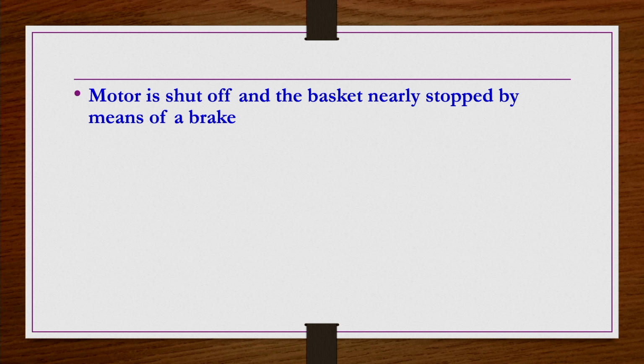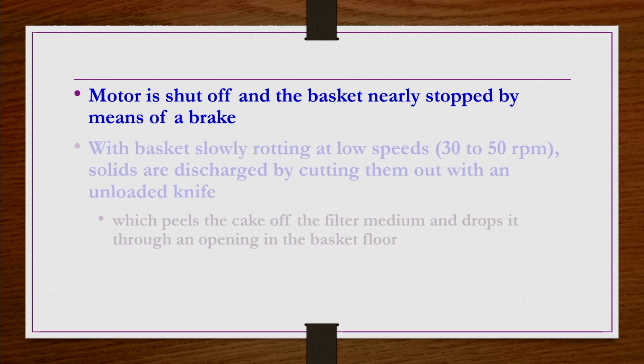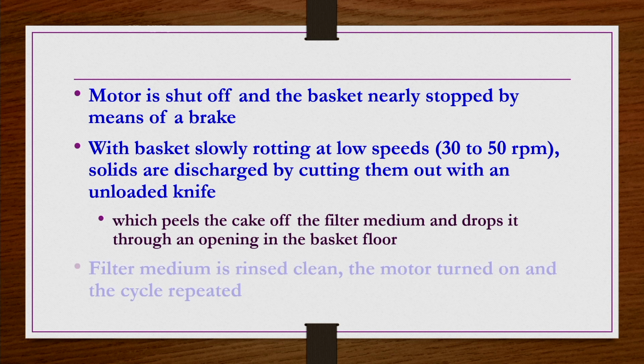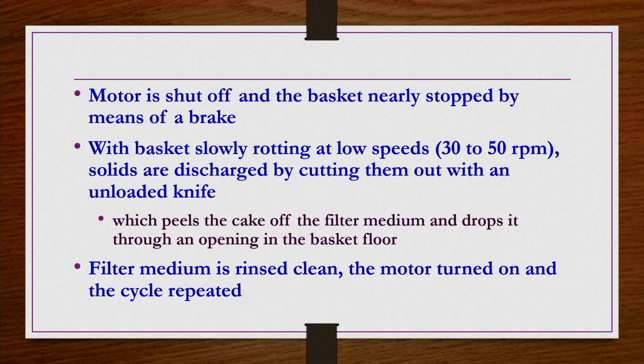The motor is shut off and the basket is nearly stopped by means of a brake. With the basket slowly rotating at low speeds of 30 to 50 rpm, solids are discharged by cutting them out with an unloader knife, which peels the cake off the filter medium and drops it through an opening in the basket floor. The filter medium is rinsed clean, the motor turned on, and the cycle repeated for the subsequent operation. So, this is what happens in a suspended batch centrifuge filter.